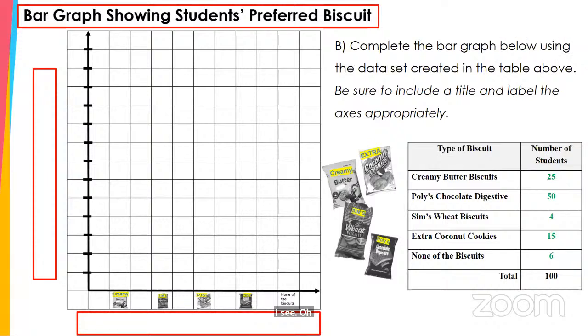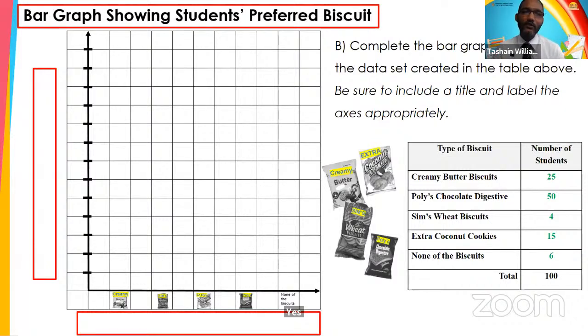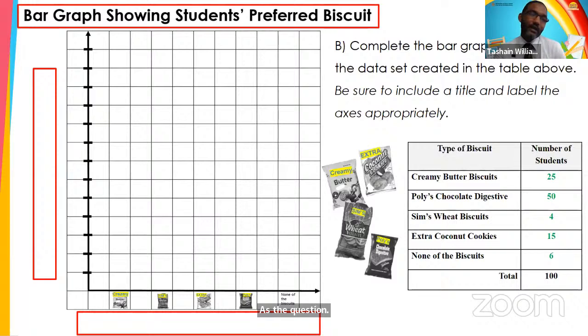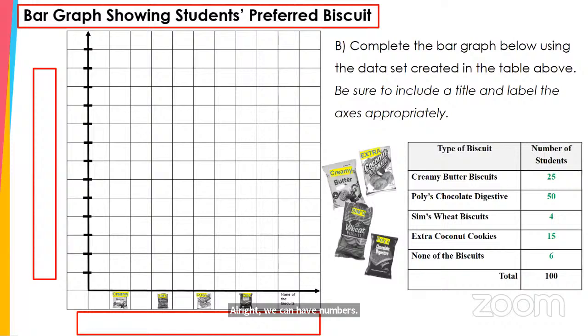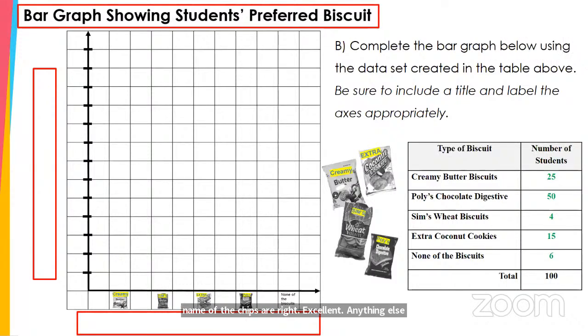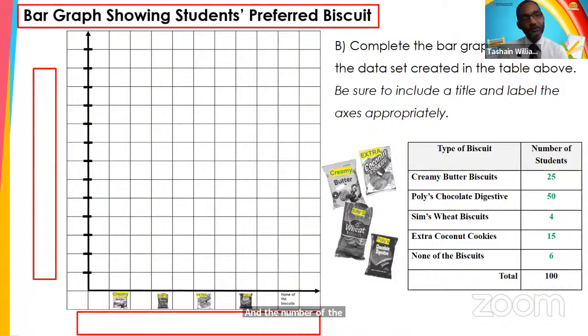Akela speaking, Mr. Williams. Akela? What's the question? What are some things we need to have on our bar graph? Numbers. All right, we can have numbers. Beautiful. Anything else? The name of the chips. All right. Excellent. Anything else? And the number of the students. And the number of students.